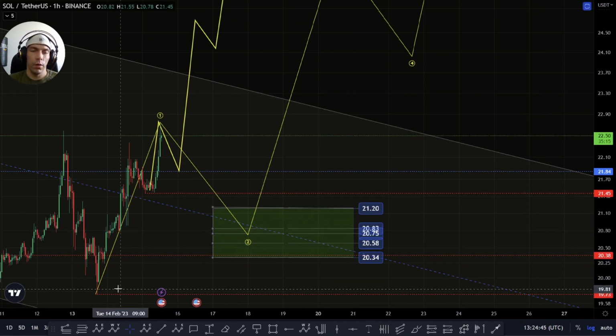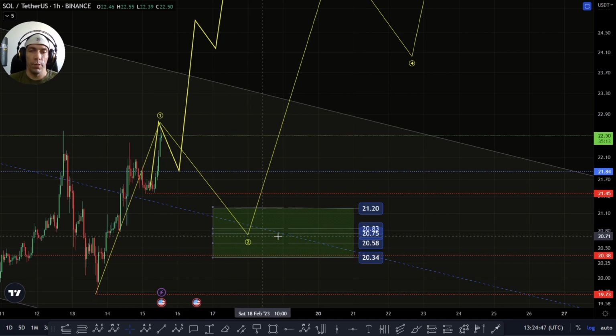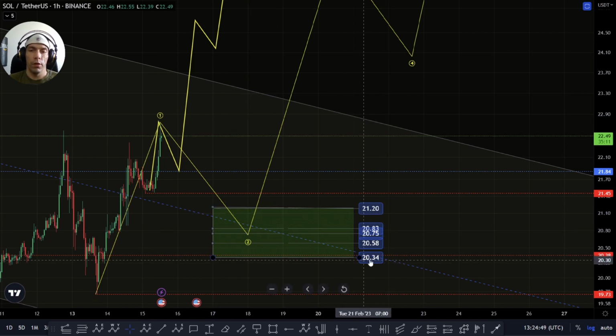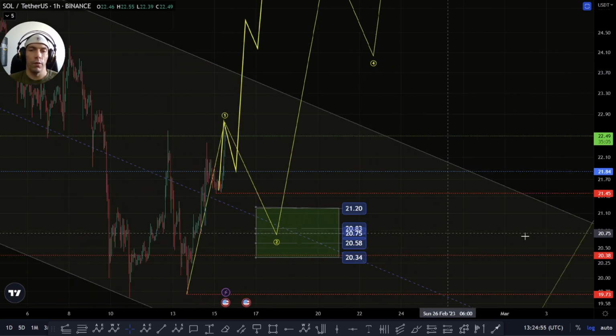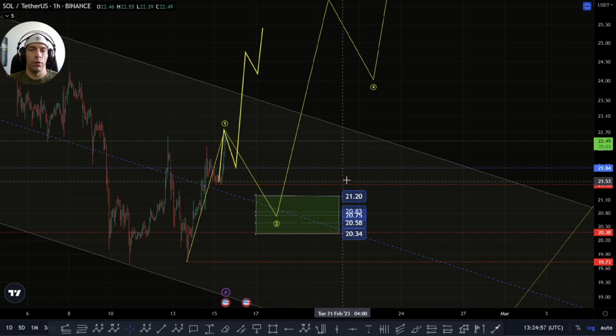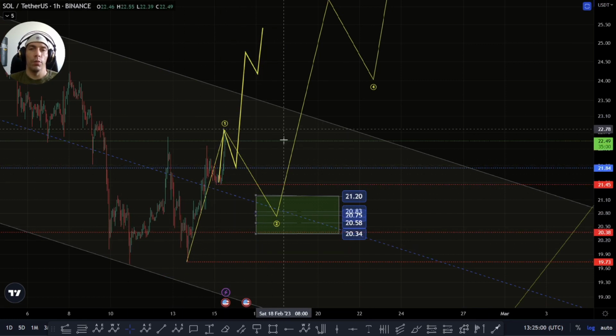We hold this zone and we do look for this deeper retracement. Basically, this 2120 to this 2034 would be our zone. We're looking at golden pockets sitting here at this 2083 to this 2075 off of the current structure. So, this is a possibility.